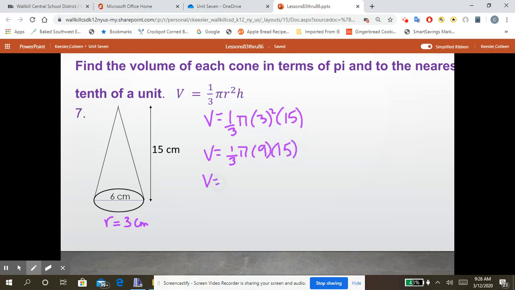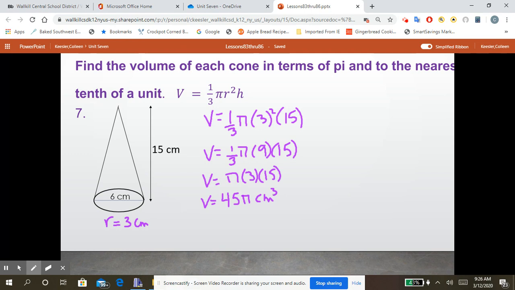So now we want to get rid of that 1/3. So we can multiply the 1/3 by either the 9 or the 15 to make this easier. I want to do 1/3 times 9, that's 3. So that's pi times 3 times 15. So if you're able to do that, that's going to make your life a little bit easier. And then 3 times 15 is 45. So in terms of pi, this is 45 pi centimeters cubed.